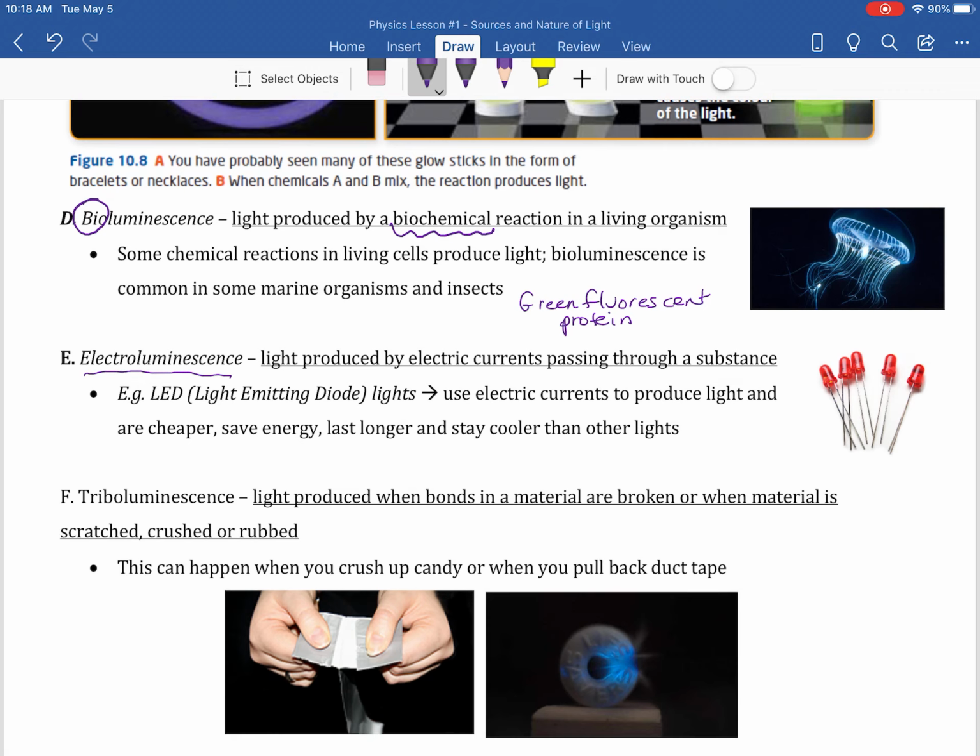Next, electroluminescence. This is light produced by electric currents passing through a substance. So LED lights, your Christmas lights. My daughter just put up a whole bunch of LED lights in her room. They glow different colors. The beauty of LED lights is that yes, they're a little more expensive than your usual Christmas tree lights, but they last forever and they're cool. Not cool as in trendy, but actually not warm. And overall, they're way more energy efficient.